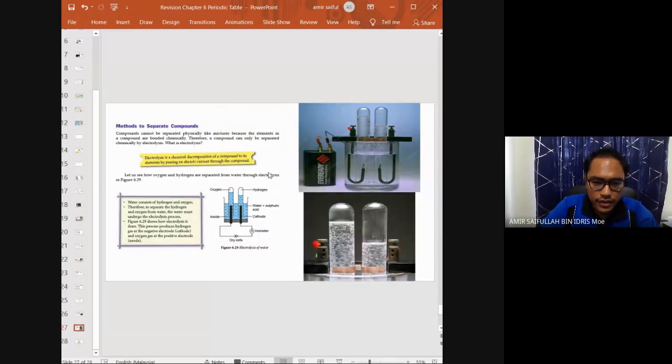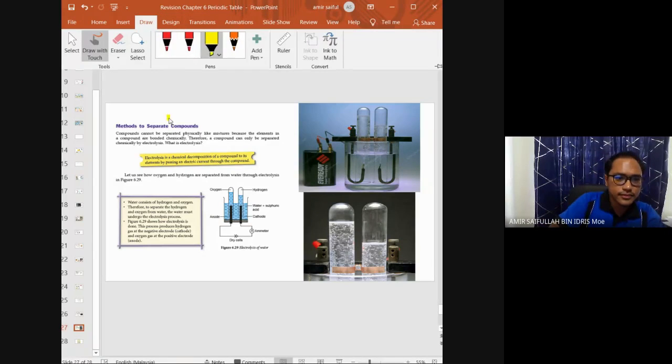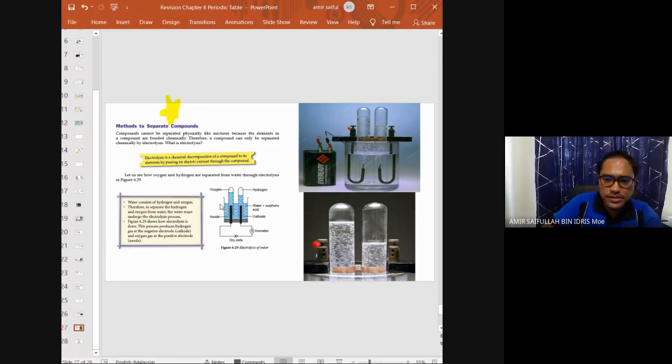Okay, last two slides, almost finished already. Okay, this one you must really pay attention to because it is very important. It might come out in your exam. So you must really concentrate on this method.